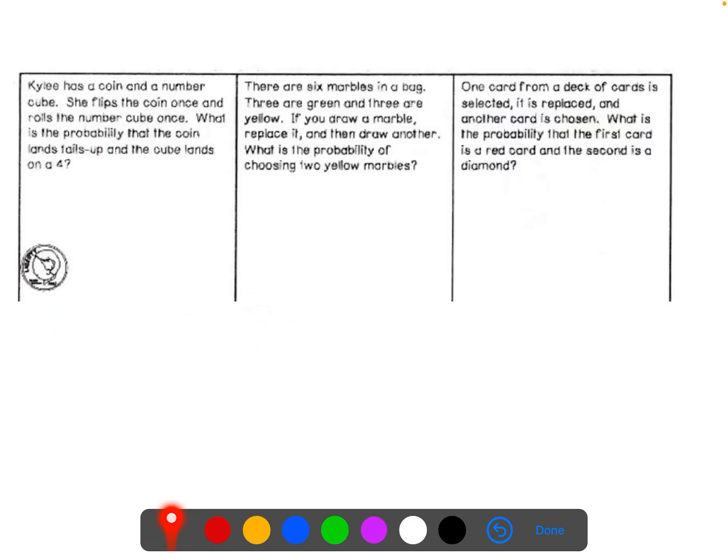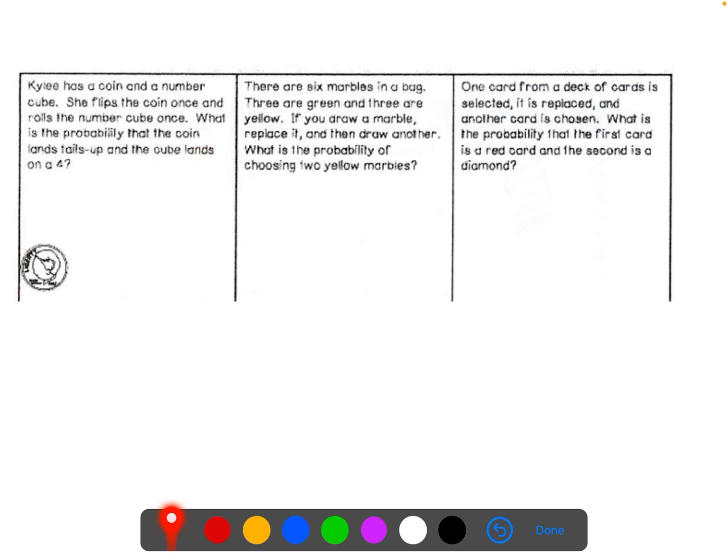So, quickly, I just want to review one of these problems with you before you try the rest. And here on the left side of this paper, I believe all 9 of these situations are independent. I haven't read them all carefully, so please be careful of that and make sure to determine whether or not it does impact the second outcome. But this one says Kylie has a coin and a number cube. She flips the coin once and rolls the number cube once. What is the probability the coin lands tails and the cube lands on a 4?